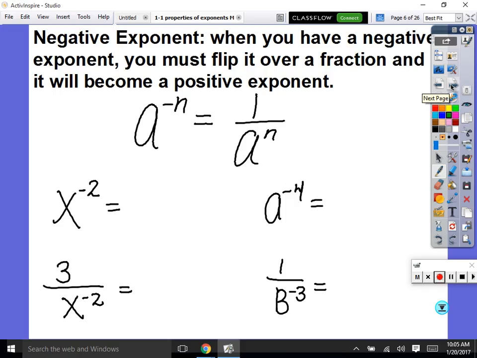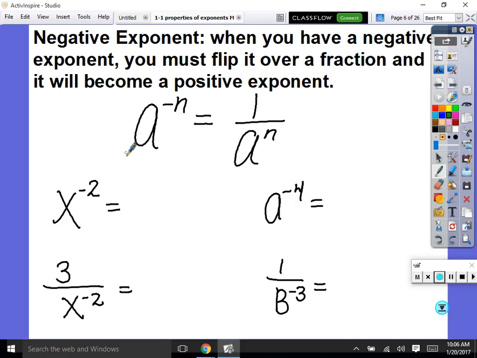All right, next rule then. The negative exponent rule. Every teacher teaches this differently; this is how I teach it. The last thing we do is look to see if our answer is acceptable. If there's negative exponents in your final answer, you have to fix it. It's not considered simplified. So this is how we fix negative exponents. When you have a negative exponent, you must flip the base over a fraction, and it will make it a positive exponent.